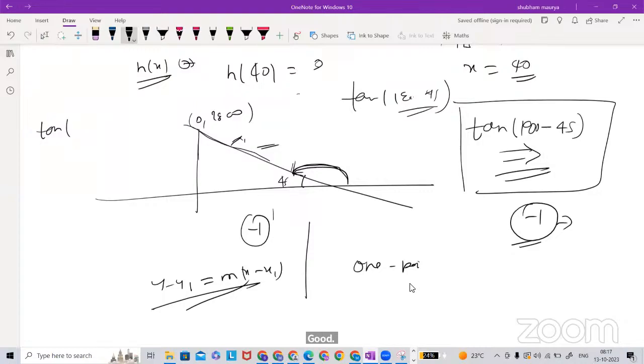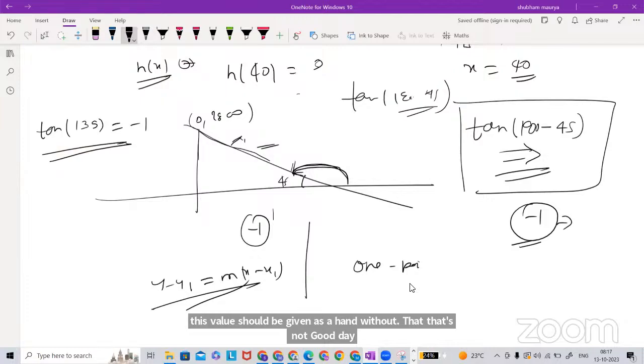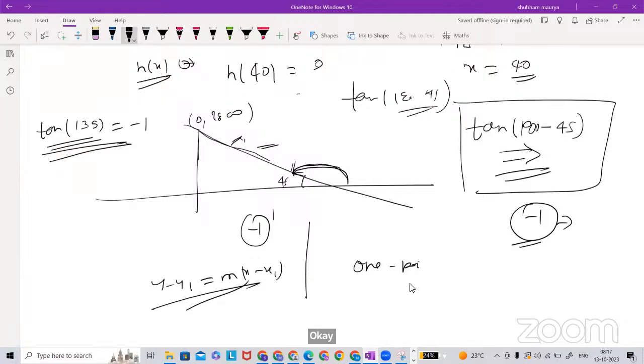That is, the slope value should be given, because without that, 180 minus 45 is going to be 135, I think. So this value should be given as a hint. Without that, it's not good. In quizzes such a thing will not happen, because someone who is not from a mathematics background cannot find it, and even if you don't know the value, it is not given there. In a calculator, you can calculate the tan value, I think.